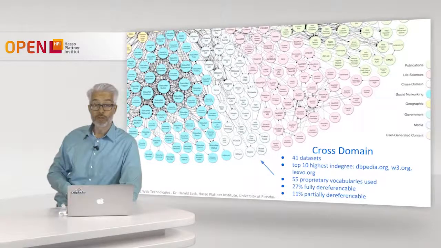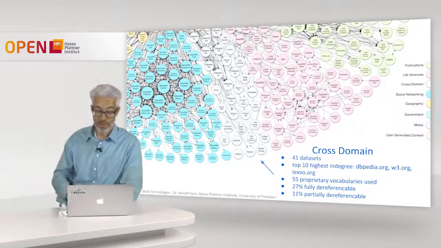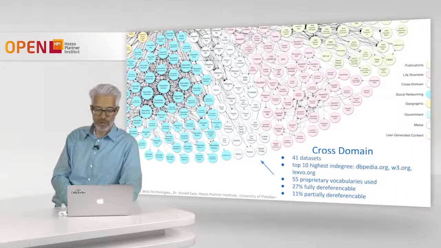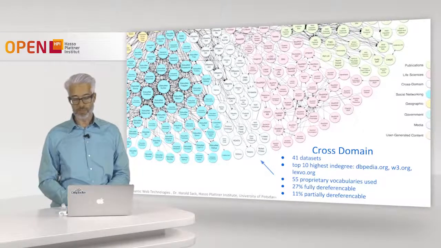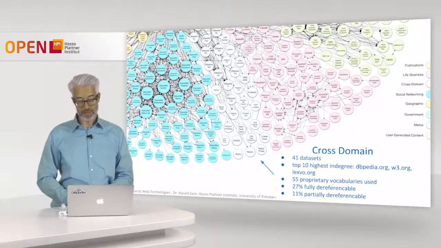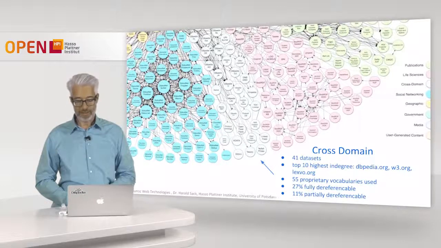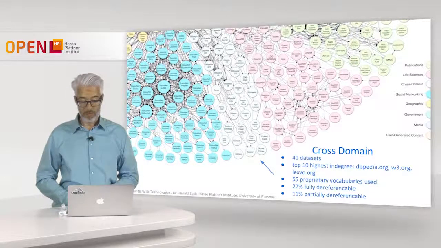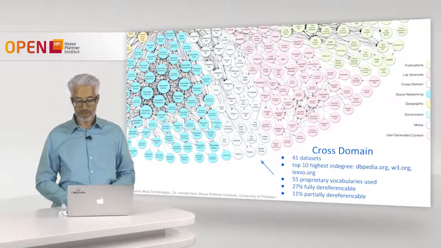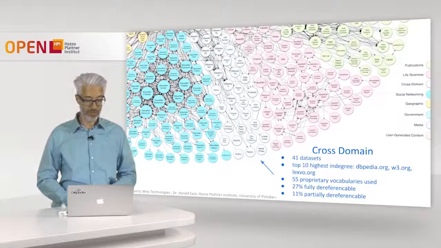So the next section, these are the cross-domain datasets. Part of the cross-domain datasets is also the DBpedia dataset, which is at the hub, so at the right center of the linked data cloud. Overall, it's 41 datasets which have this cross-domain knowledge. And of course, among the top 10 datasets with the highest in degree, there is dbpedia.org as a reference, but also w3.org, and also an interesting site, lexvo.org. I have no idea what it's about, but these three are among the top 10 sites with the highest in degree throughout the entire linked data cloud. So here we have 55 proprietary vocabularies used, 27% fully dereferenceable, 11% partially dereferenceable. And of course, for DBpedia, you know that all of the URIs are fully dereferenceable.